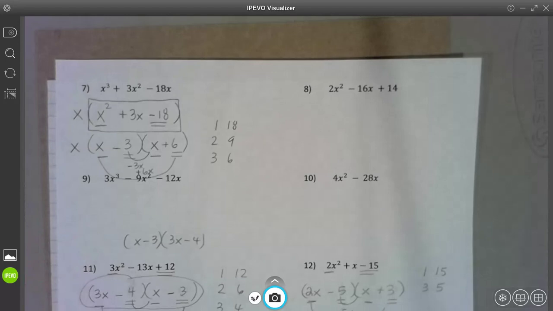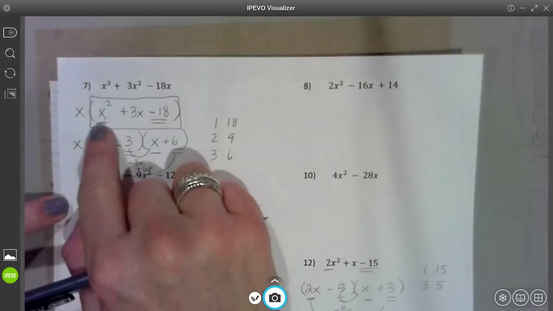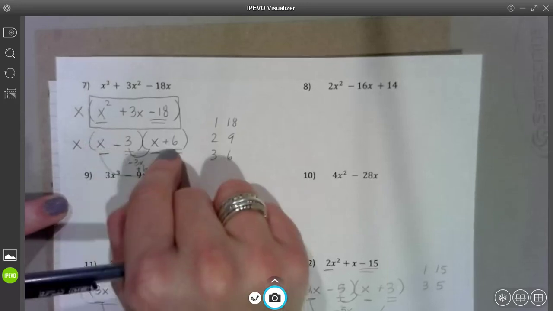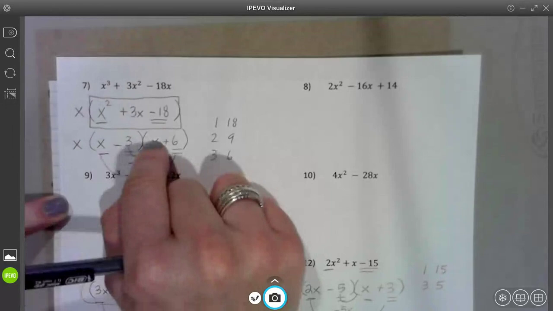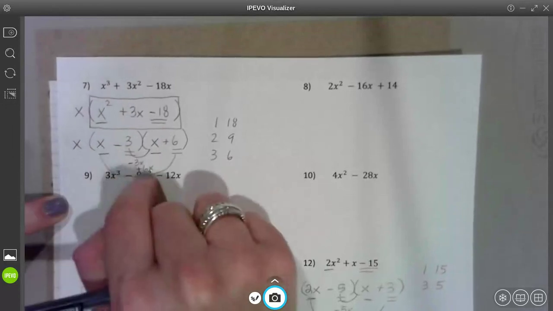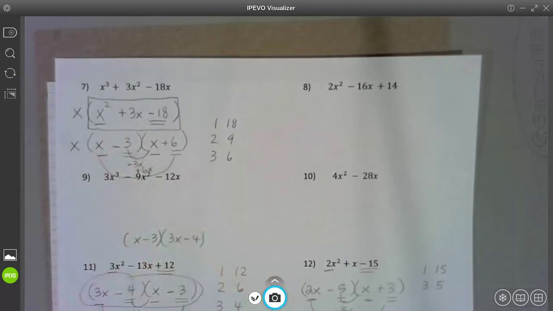And let's double check to see if everything's doing its job. Is an x times an x going to get you x squared? Uh-huh. Is a negative 3 times a positive 6 going to get you a negative 18? Yup. And are your rainbows, a negative 3x and a positive 6x, going to get you the 3x's in the middle? Yeah, they are. So these are definitely the factors.